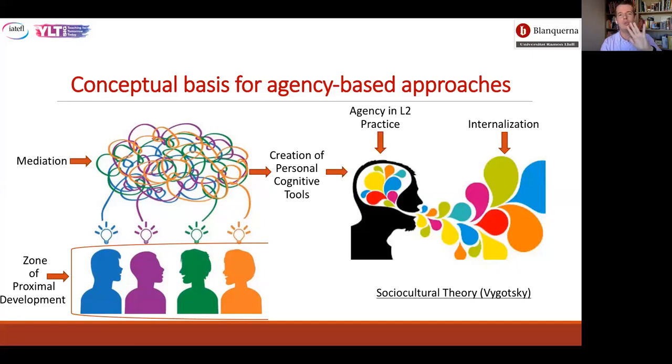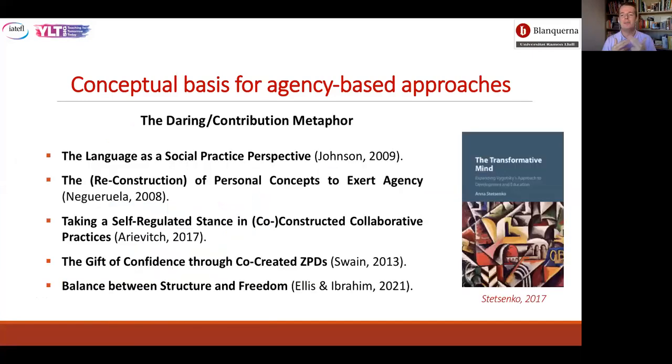Now, this sociocultural theory is further developed by Stetsenko, who says that this interaction and the preparation towards this interaction is so important that we need to prepare students with the option to develop their agency, but at the same time include them in activities where they can use the language through their agency, and this way develop it in the foreign language.